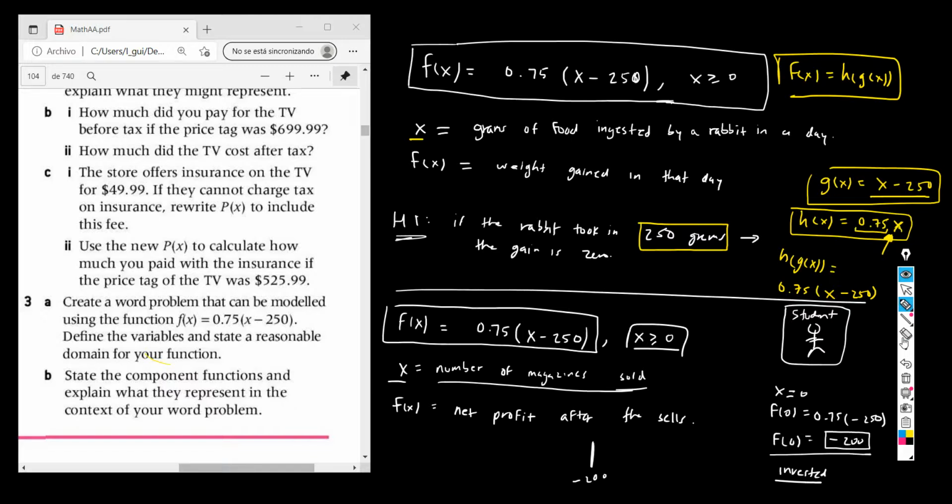You see? Now, what happens if he sells exactly 250 magazines? Okay, what if he sells 250 magazines? Then f of 250 is going to be 0.75 times 250 minus 250, which is 0. Okay, f of 250 is 0. What is the interpretation of this? That he actually needs to sell 250 to get square. You know what I mean? Like to not have lost anything in the project. There's a word for this, but I forgot it.